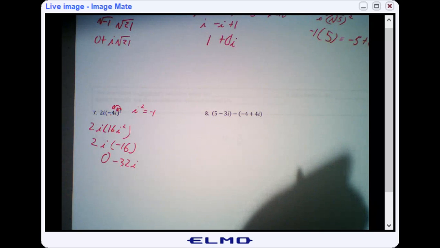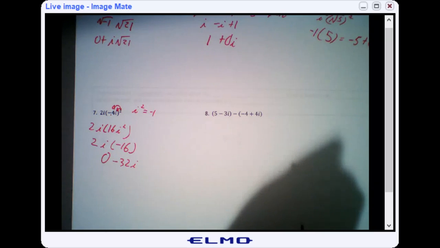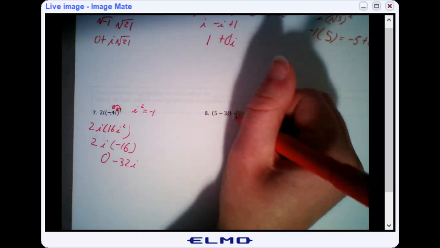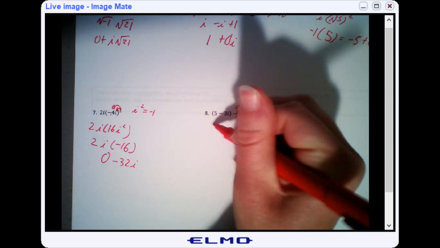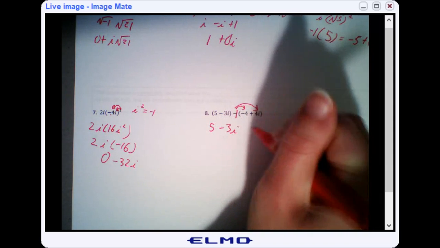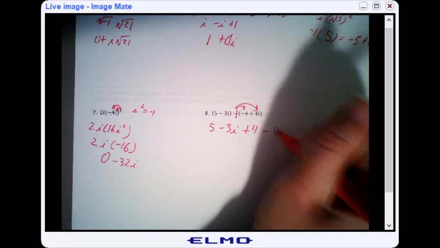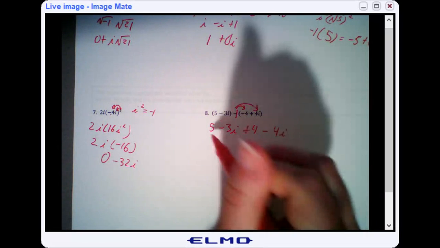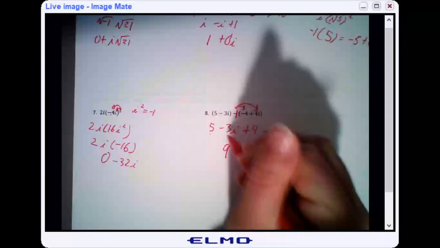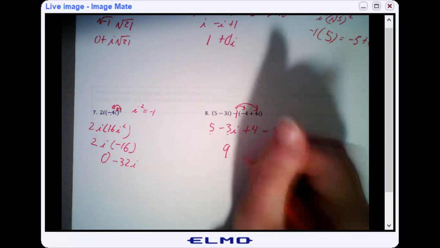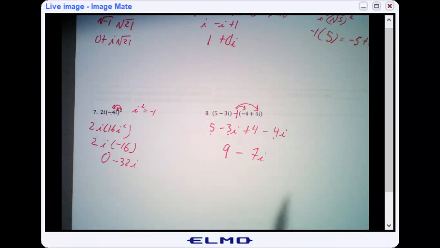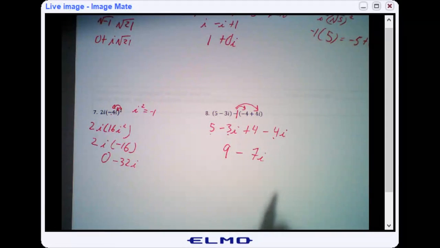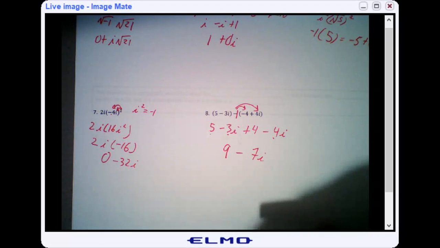For 8, we're subtracting a binomial by a binomial. So this is like a negative 1. That's what we learned back in Algebra 1. We're going to distribute first and then combine like terms. So 5 minus 3i plus 4 minus 4i. 5 plus 4 gives me 9. Negative 3i minus 4i is negative 7i. So we treat the i's kind of like x's in this case. You just combine the coefficients in front and then leave the i's alone.